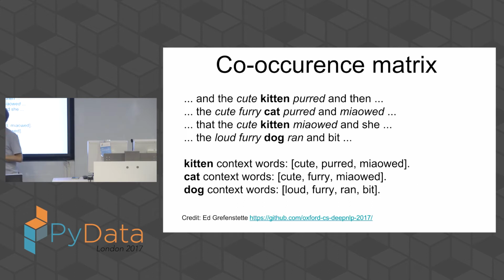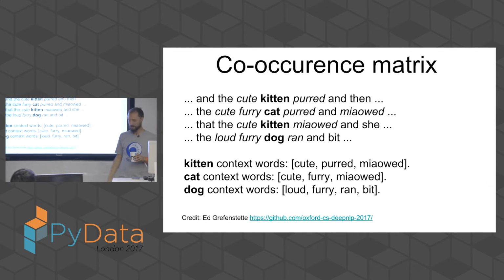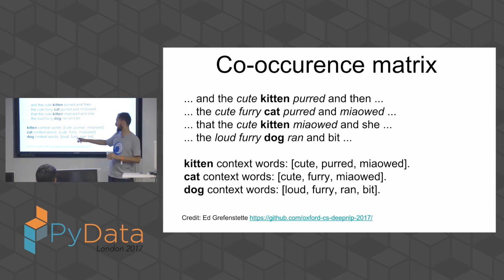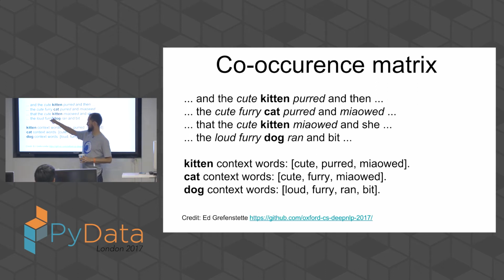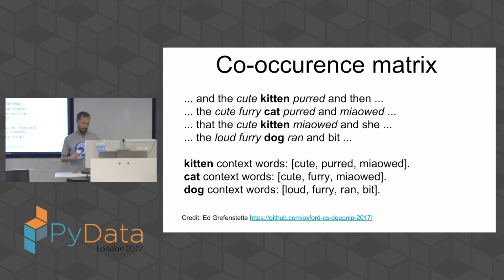So kitten appears next to cute, purred, cute again, and then meowed. So cute, purred, and meowed are the context words of kitten. Those are the things that it intersects with. In the same way for the cat, and in a similar way for the dog. The interesting thing is that the kitten is cute here, and the kitten is cute here again. So cute appears twice as a friend of kitten. As a neighbor of kitten, they appear twice.